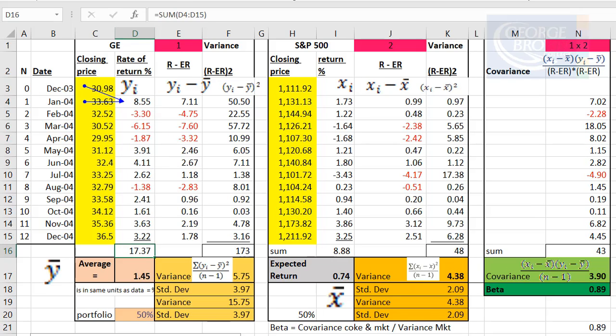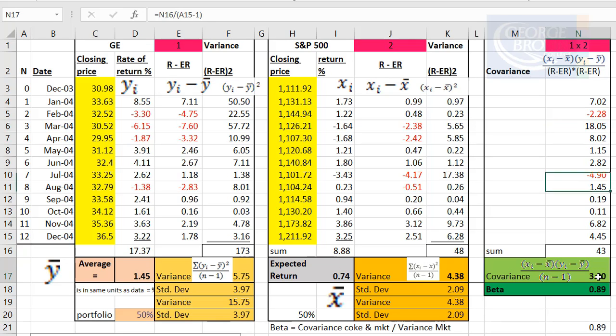So I do that for all the returns, and then I sum up the returns and get the average, which is the sum of the returns divided by the number of returns. There's 12 returns, okay? Then in the next column, I subtract y bar from y, the return minus the expected return. So 8.55 minus 1.45 gives us 7.11. We need that because when we calculate the covariance, it's y minus y bar times x minus x bar, and that gives us this column.